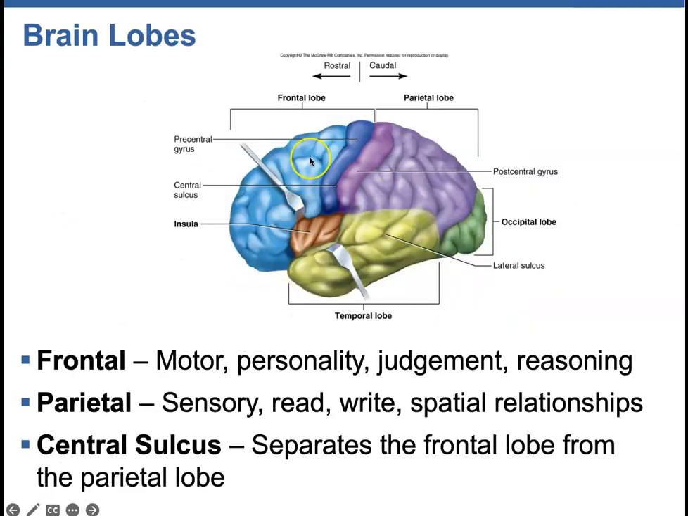Then what we have here, obviously, are the lobes. Here's your frontal lobe, and then we have the parietal lobe, separated by the central sulcus. What you need to remember about the frontal lobe is that this is where your motor control is, where your personality is housed, where you make your judgments, and where a lot of reasoning takes place. This is why frontal lobe injuries can cause so many problems for individuals. The parietal lobe is where the sensory information comes in, and it's separated again by that central sulcus.